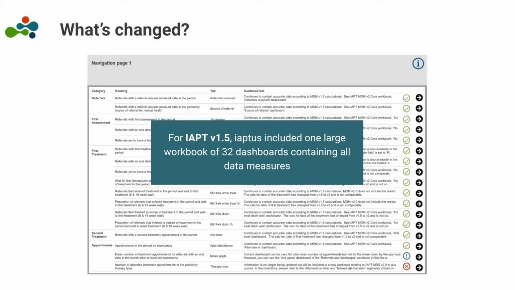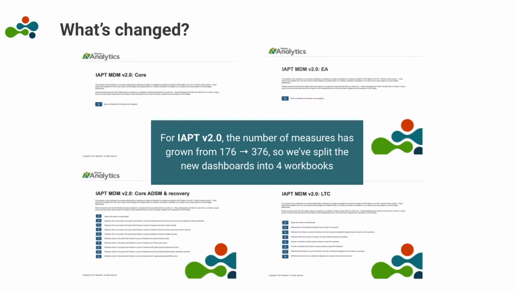Instead, we have introduced new IAPT MDM v2.0 workbooks. There are a great many more measures and therefore more dashboards. It became impractical to keep them all in one workbook, so we split them into 4 using the measure types in the metadata document: core, EA and LTC. As core was still a very hefty workbook, we split it into 2, core and core ADSM and recovery.